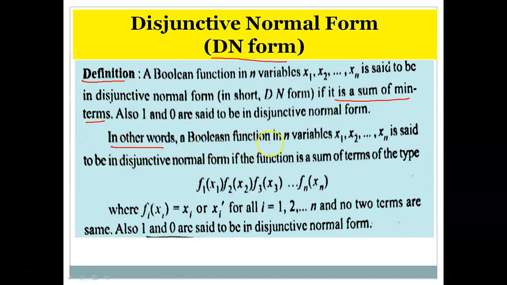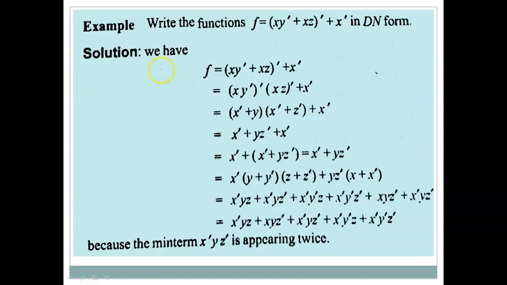In other words, a Boolean function in n variables x1, x2, xn is said to be in disjunctive normal form if the function is a sum of the terms of this type, as explained earlier, where fi(xi) in fact is either xi or xi complement, right? So it will be more clear with the help of an example. So this is example 1 here. Write the function f = xy' + xz' + x' in DN form. DN form is disjunctive normal form.